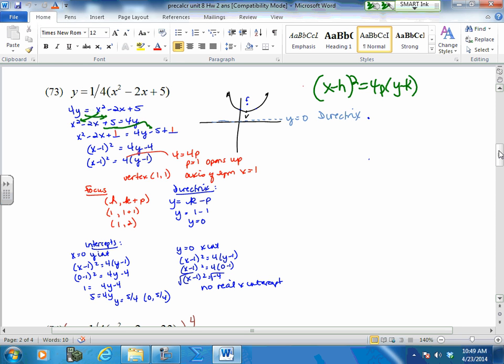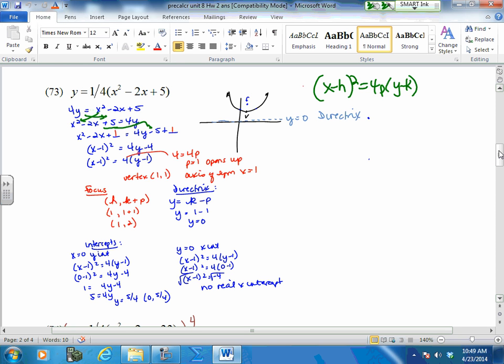Complete the square. Half of -2 is -1. 1 squared is 1. Get rid of this 4 in front of the y. Factor it out. Then you can figure out where this is opening. It's an x squared. It goes up or down. If p is positive, it goes up. Just like your old beloved quadratics.